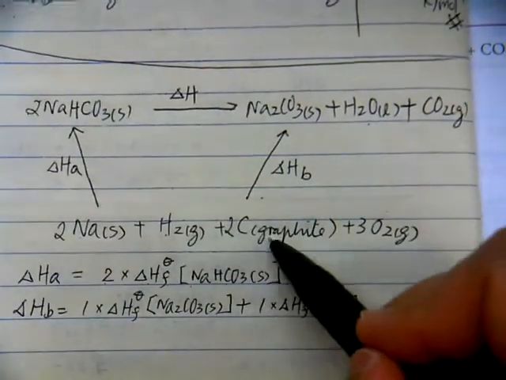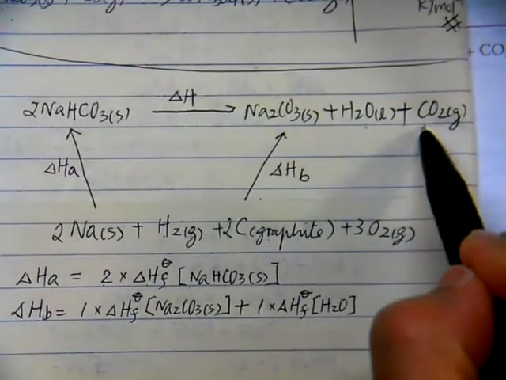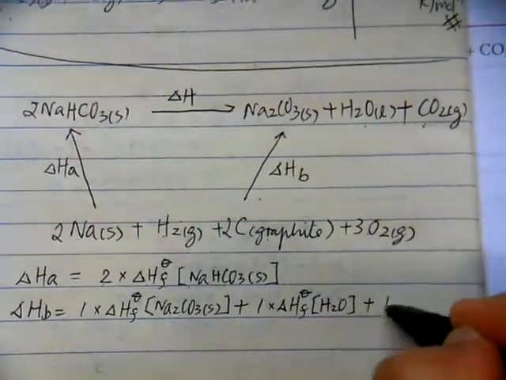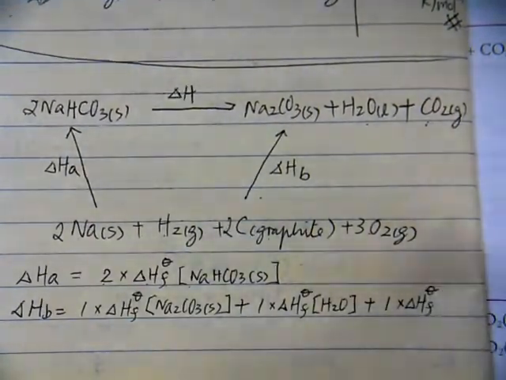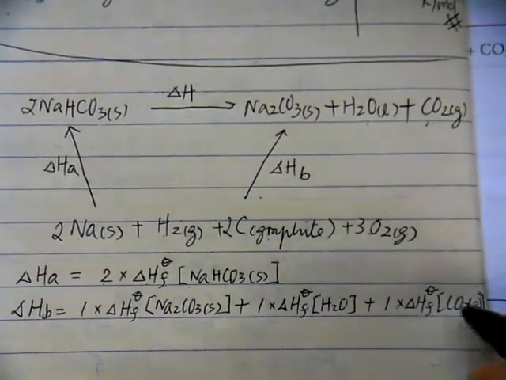Lastly, the others are used to form carbon dioxide. How many moles of carbon dioxide are produced? There is only 1 mole. So plus 1 times standard enthalpy change of formation of carbon dioxide. Can you follow?